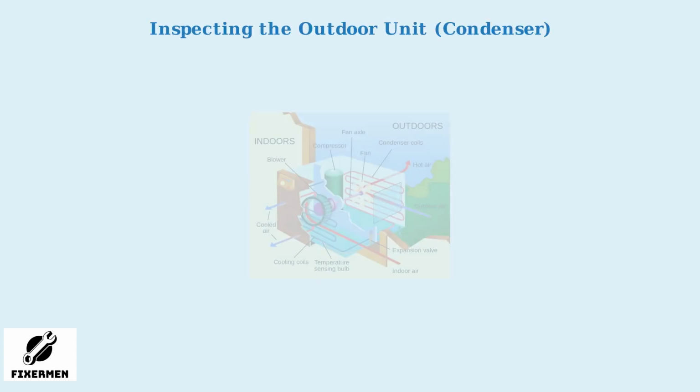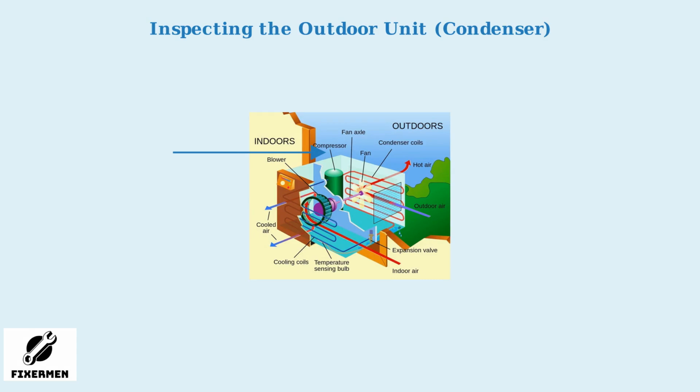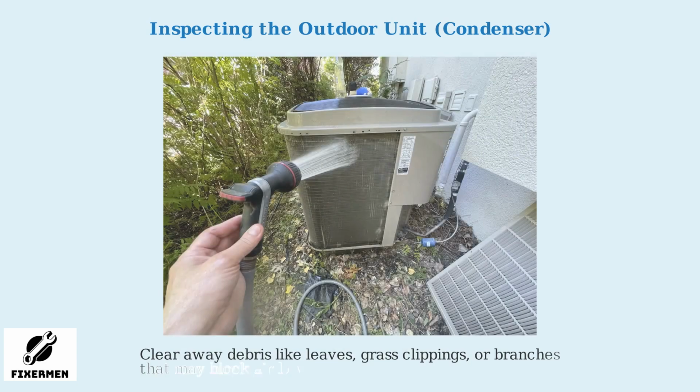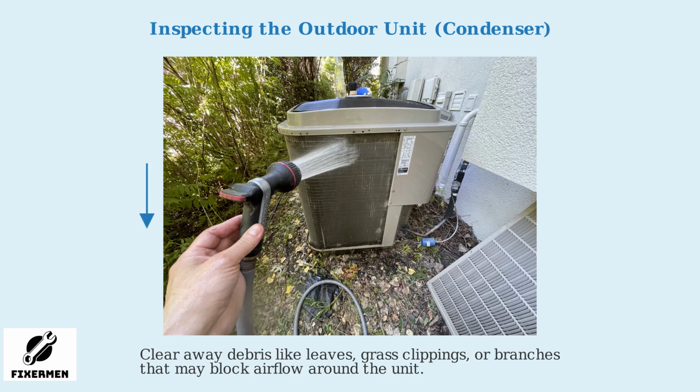Begin by examining the outdoor condenser unit, which is the part of your air conditioning system located outside your home. This unit contains the condenser coils and fan that release heat from inside your house. Clear away any debris, such as leaves, grass clippings, or branches that may be blocking airflow around the unit. This buildup can restrict the system's ability to expel heat effectively.